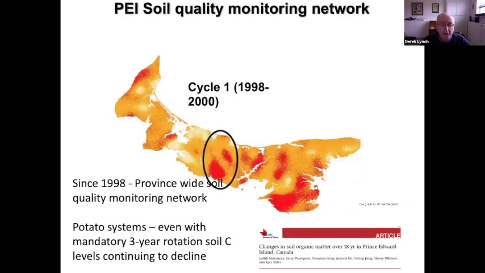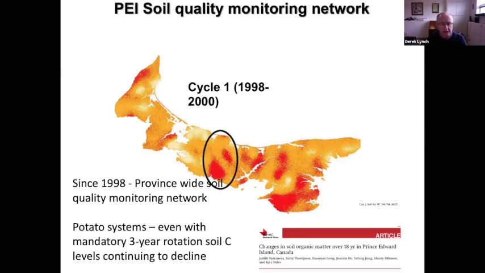So I'll just focus in now on Atlantic Canada. If we look at PEI, this slide is provided by my colleague, Dr. Naranizia at Ag Canada in PEI. PEI has had a remarkable database and facility over the last 22 years. They have a province-wide network of georeferenced monitoring sites for soil quality, almost 800 sites that they're tracking and collecting soil quality data across the whole province on a three-year cycle.